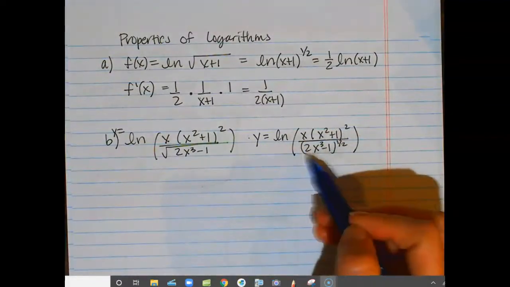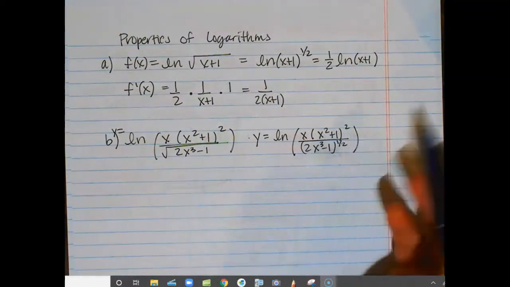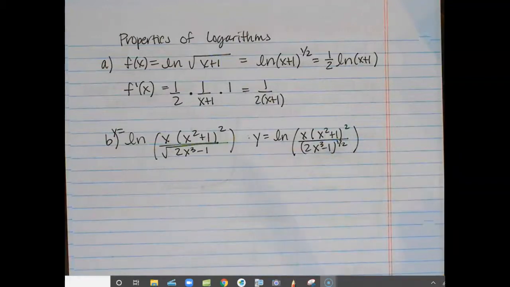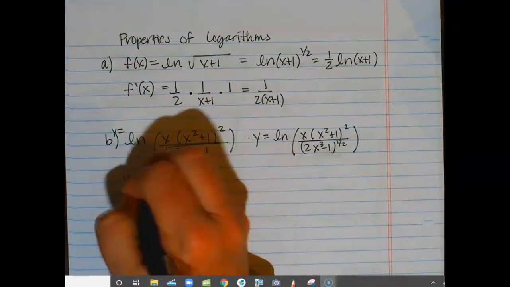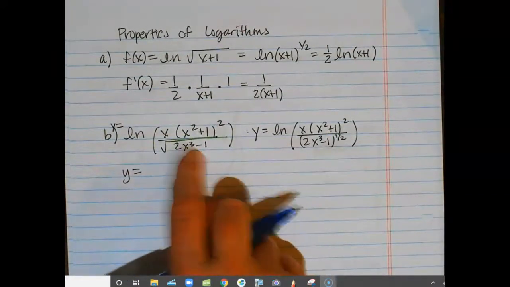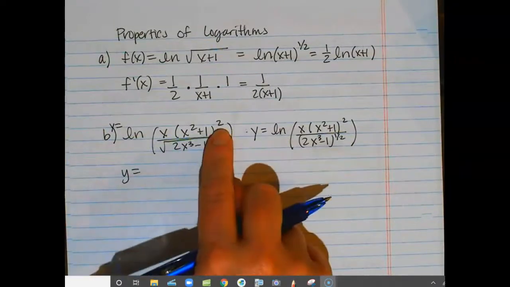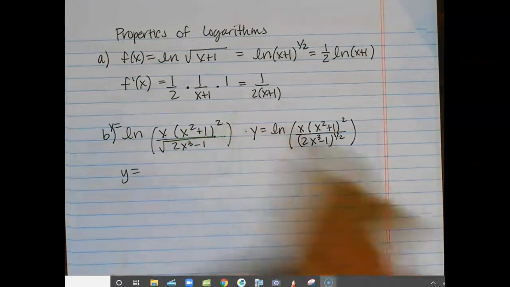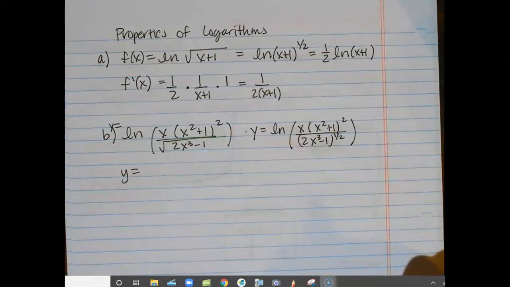And now I have multiplication, multiplication, division, and some exponents. So I haven't done any derivatives yet. I'm just rewriting those logarithms. Y'all, quotient rule with this, and product rule on the top, and chain rule, I mean, this is death right here. So let's rewrite it so it's easier.